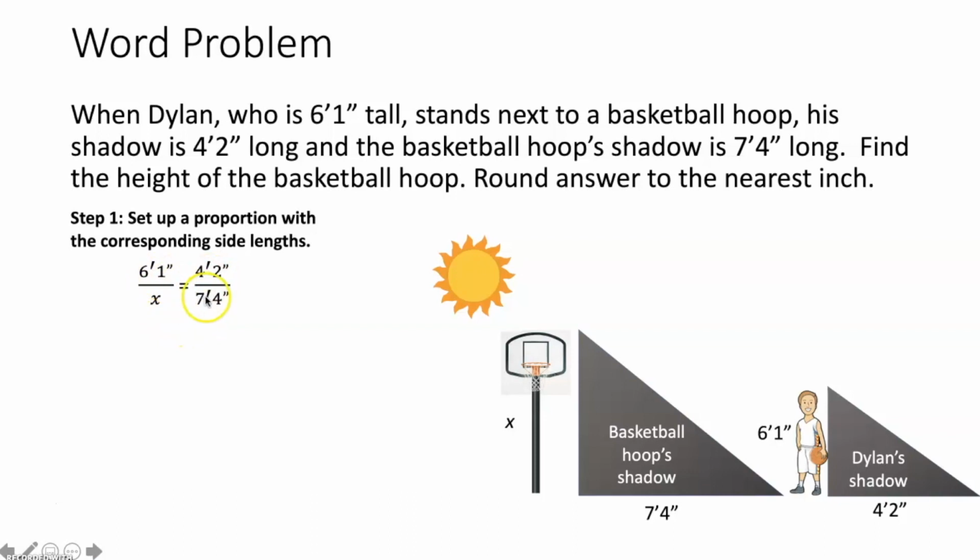Oh, how do I multiply these together? Well, I can't have feet and inches in my proportion. So what I'm going to do is convert each of these to inches only. How do I do that? I just multiply the number of feet by 12 and then add however many inches there are. So 6 times 12 plus 1, that is going to be 73 inches. 4 times 12 plus 2, that's going to be 50 inches. 7 times 12 plus 4 is going to be 88 inches. Now that I've converted to inches only, I can actually solve this proportion.